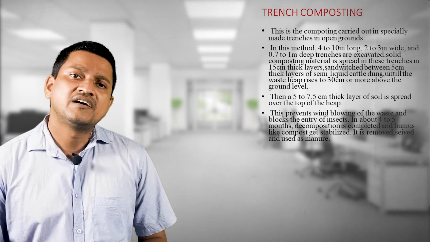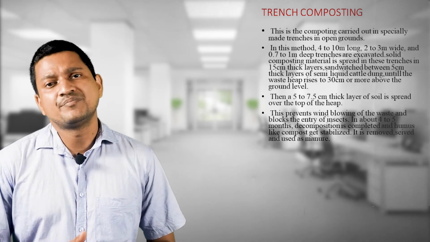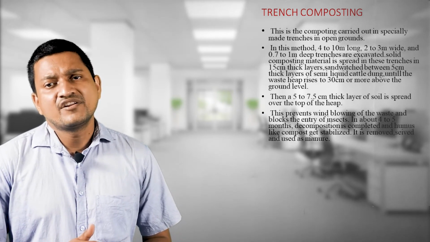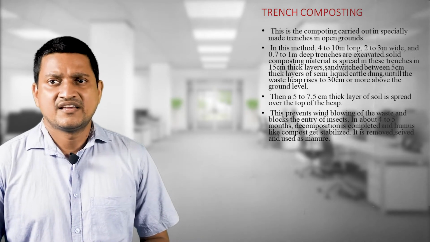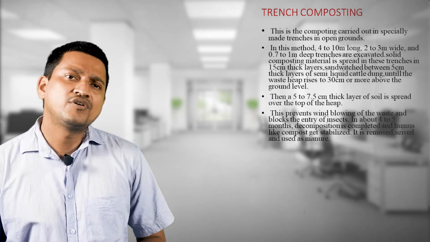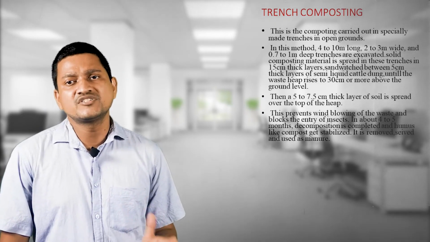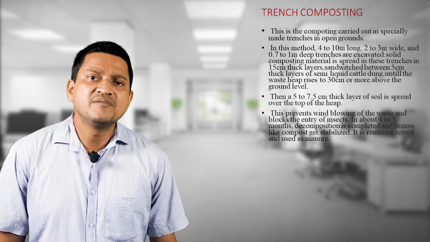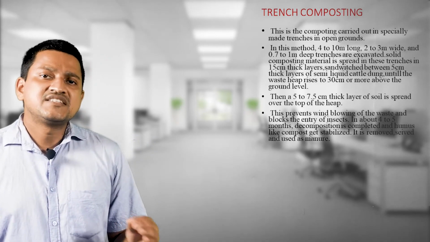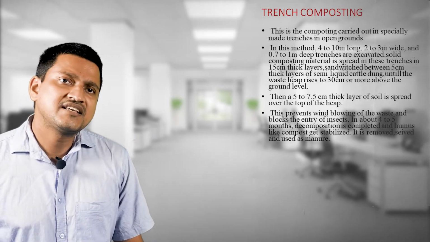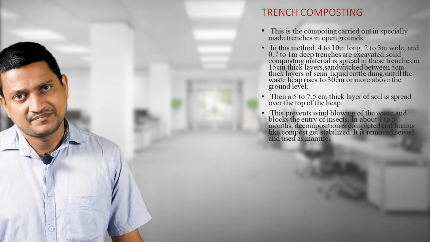This prevents wind blowing of the waste and blocks the entry of insects, flies, etc. In about 4 to 5 months, decomposition is completed and the humus-like compost gets stabilized. It is removed, then sieved and used as manure. That is the method of trench composting.